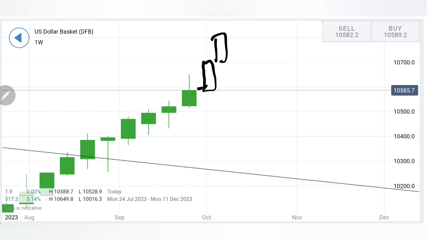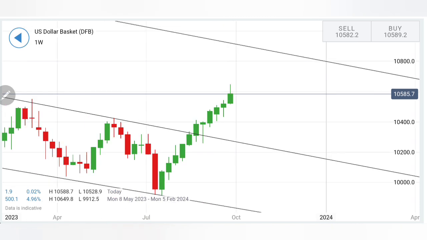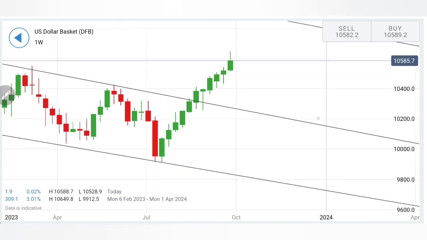Yes, it can yield further bullish candles, taking it towards 107, 108 levels before retracing. Yes, there is a possibility to it. At the same time, one must not forget that it is staying in this channel and it has achieved the top of the channel. At the same time, you can see this is the 11th straight green candle here.